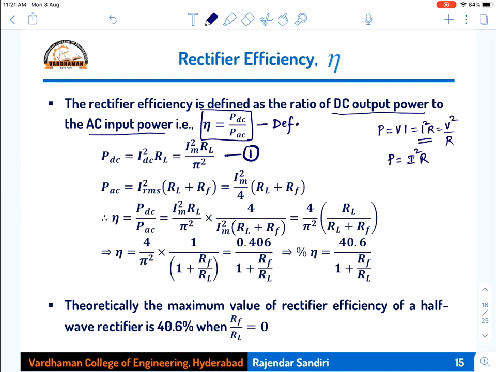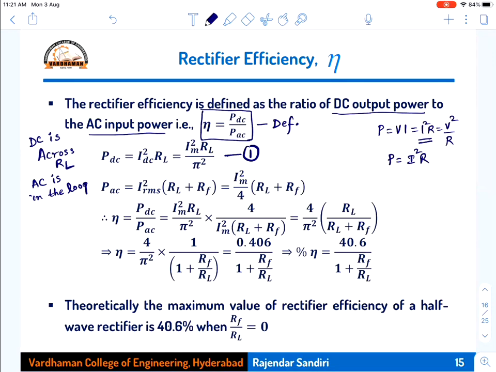Then for the denominator, PAC is equal to IRMS square into RL plus Rf. DC is only across the load resistor RL. AC is in the loop consisting of the secondary winding of the transformer, the diode resistance, and the load resistance. All three we have to take.